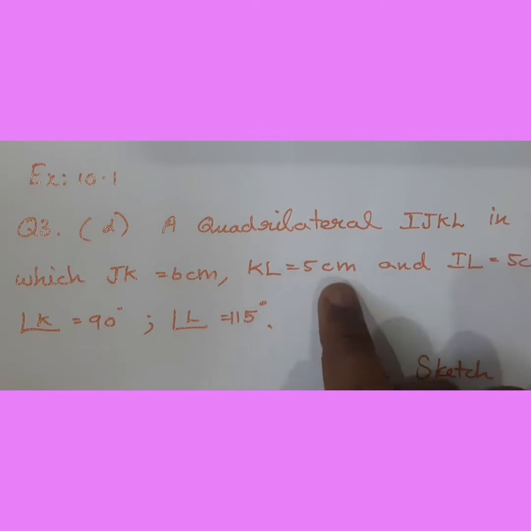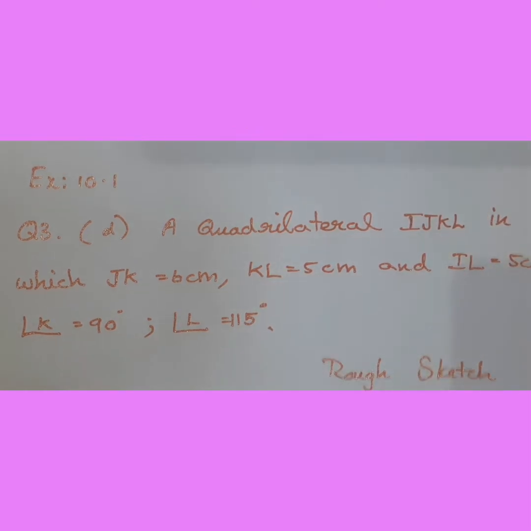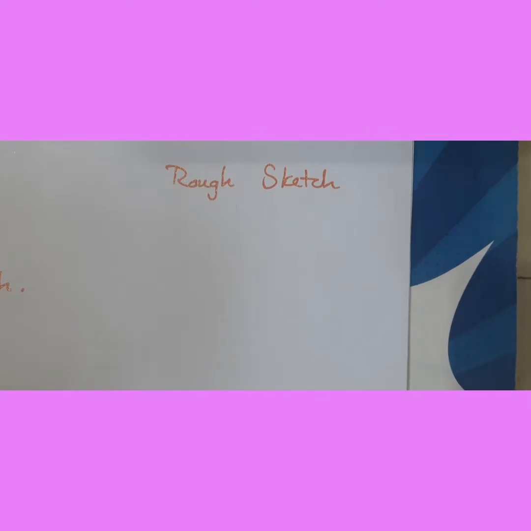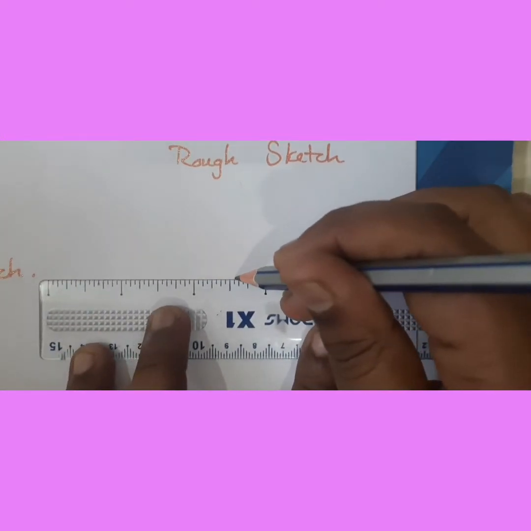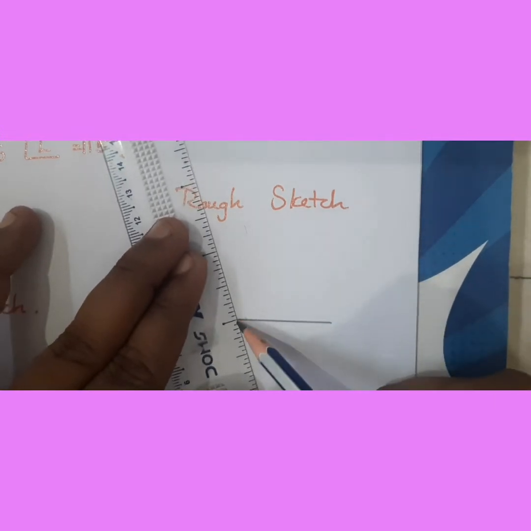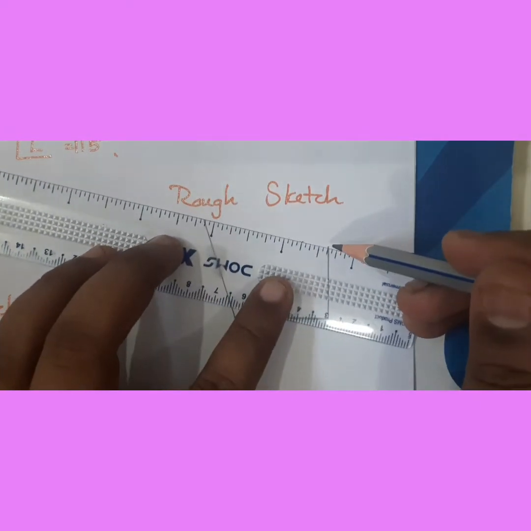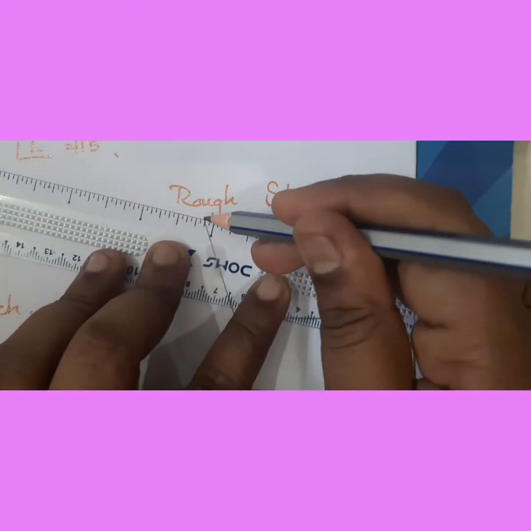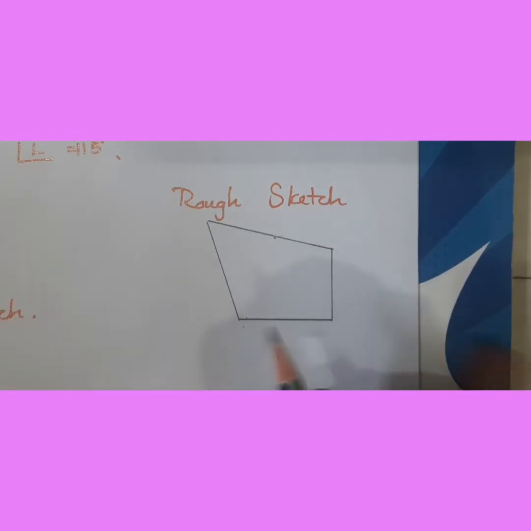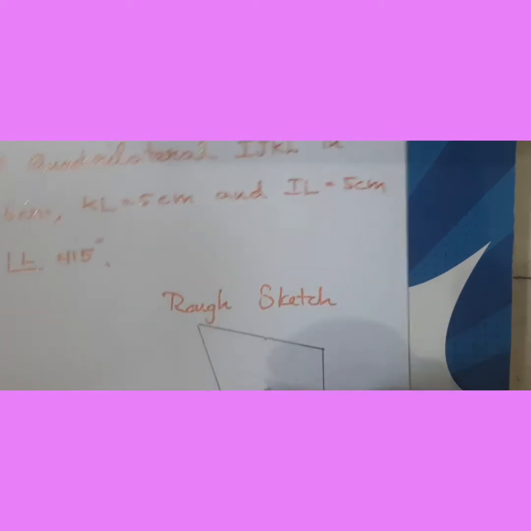So we will take the base side, which will be 5 cm, KL. So first we will do the rough sketch. Okay. See, this is 115 degree. This is 90 degree. Okay. So, L, K, 90 degree, 5 centimeter, 115 degree.